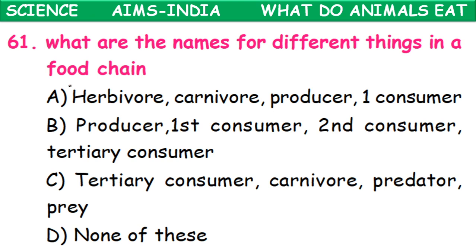What are the names for different things in a food chain? A food chain consisting of producers and consumers. So here the options: herbivore, carnivore, producer, one consumer; producer, first consumer, second consumer, tertiary consumer; tertiary consumer, carnivore, predator, prey. So you have to select the correct order. First producers, then first consumer. Producer is number 1. Then first consumer means herbivores, second consumer means carnivores, tertiary consumer means large carnivores or decomposers. So option B.